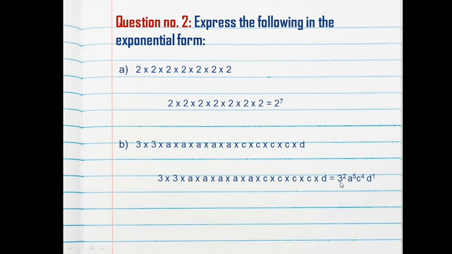So we will read it as 3 raised to the power 2, A raised to the power 5, C raised to the power 4, D raised to the power 1. We can also write it as 3 raised to the power 2 into A raised to the power 5 into C raised to the power 4 into D raised to the power 1, because they are given in the form of multiplication.